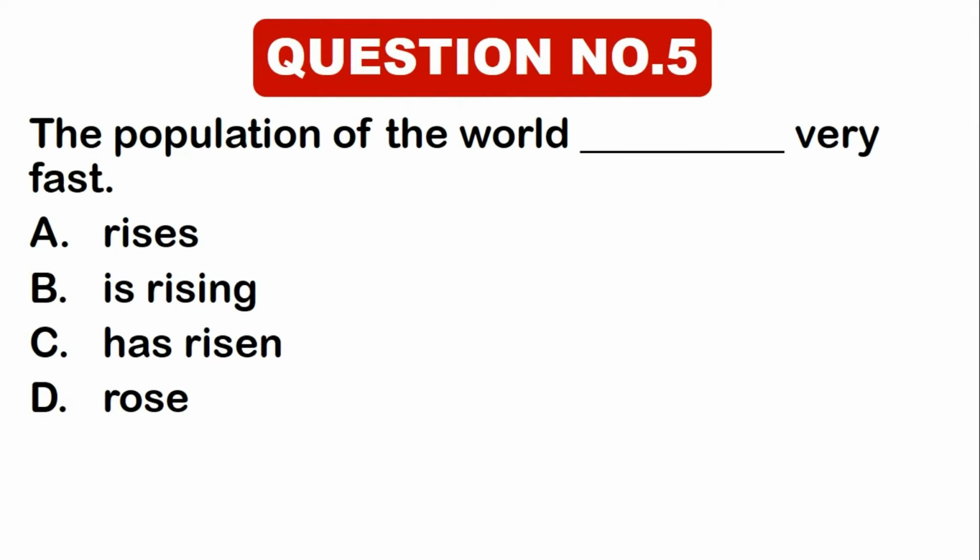And question number 5, the population of the world: A. rises very fast, B. is rising very fast, C. has risen very fast, D. rose very fast.